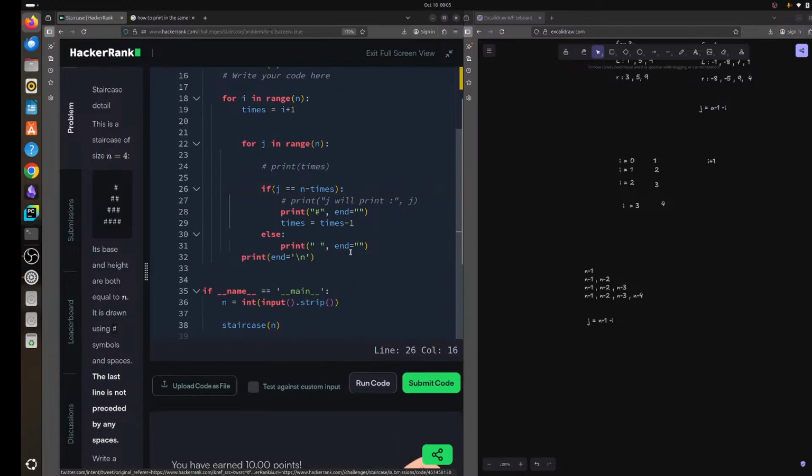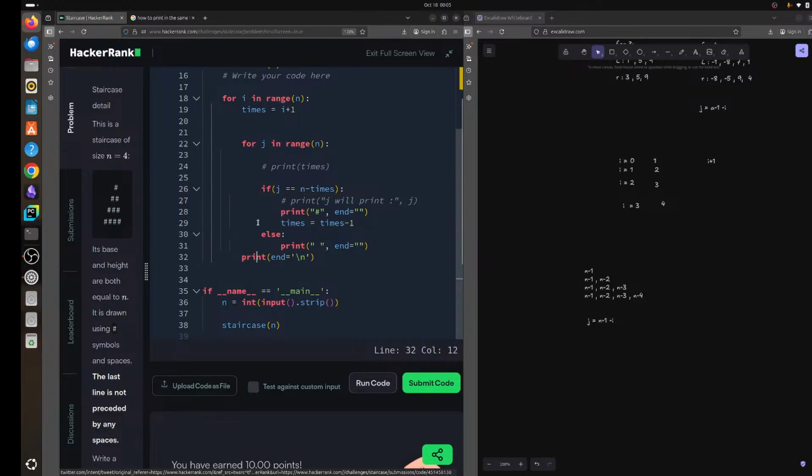And one more point, times minus one. Yes, we need to decrease it also. Like once first it is printing n minus two places, then it needs to become less. So the times counter that we created helped us. And here we understood, if you want to print the space or anything in the same line, we can put end like this, and if we put slash n, it will go to the next line.